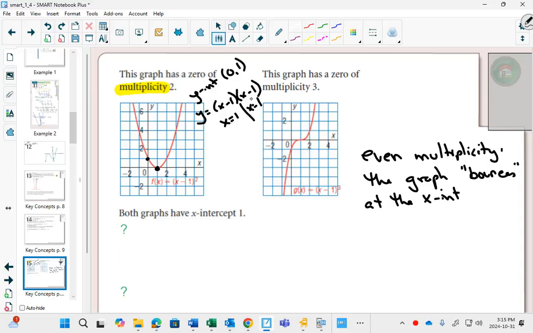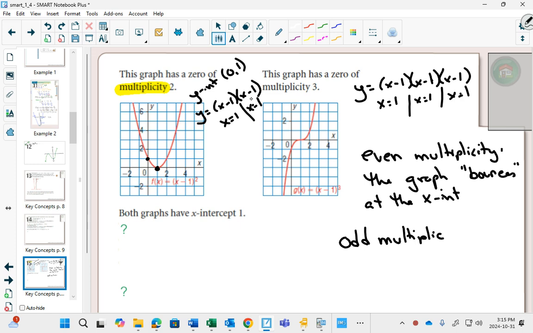And for odd multiplicity, here we have our x cubed graph, x minus 1 cubed, from your transformations unit. Do you see that this is just an x cubed graph moved 1 to the right? Technically, its equation looks like this, x minus 1, x minus 1, x minus 1. And if you set it equal to 0, you would get an x-intercept of 1 with a multiplicity of 3.